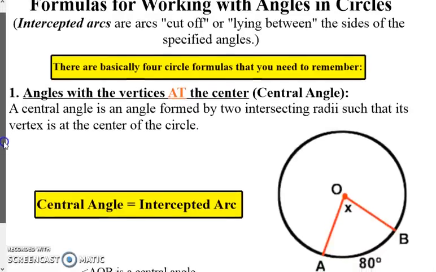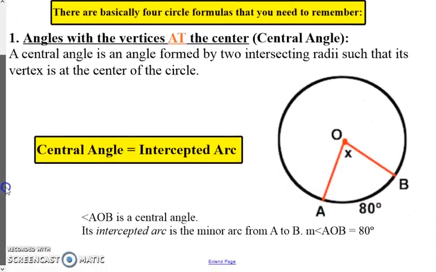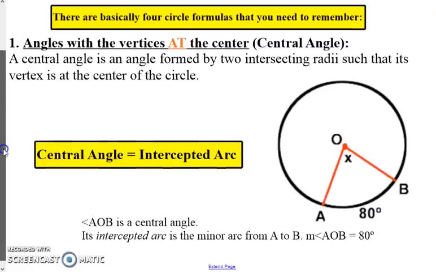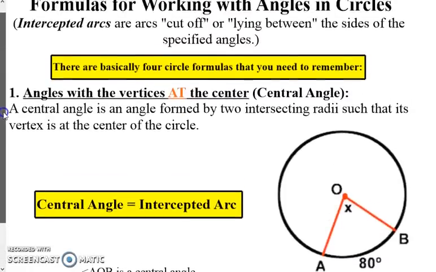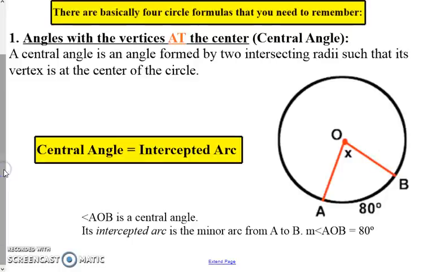The first couple you are already familiar with. So the first one is a central angle. The important thing to remember about a central angle is its vertex is at the center. If you have an angle whose vertex is at the center, then that angle is the same as the intercepted arc. So that angle would be 80 degrees. It's the same as the arc that the angle cuts. Remember, that's what intercepted means. It means the arc that the angle cuts.